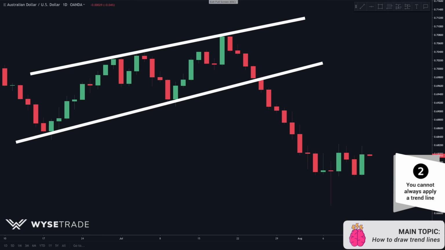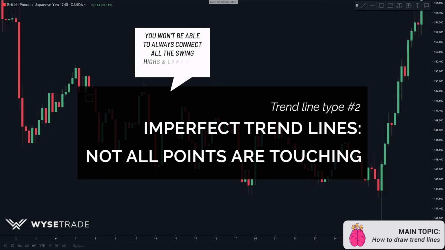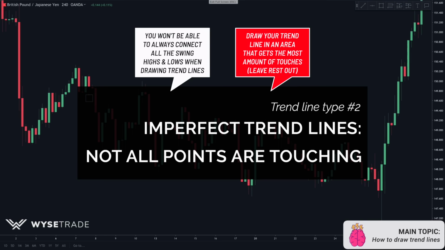So let's get into imperfect trend lines. So a type of imperfect trend line you will often see is when not all the points are touching. What this means is when you draw a trend line, you won't always be able to connect all the swing highs or swing lows. So in that case, just draw your trend line where it can touch the most amount of points and leave the other points out.